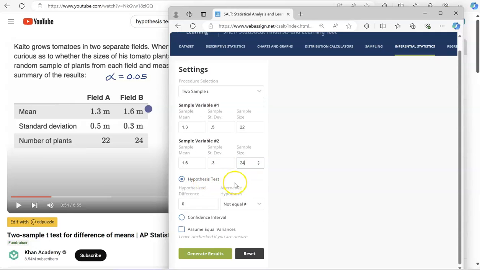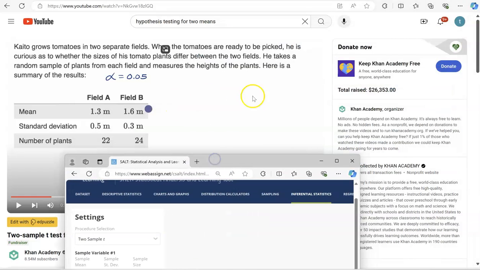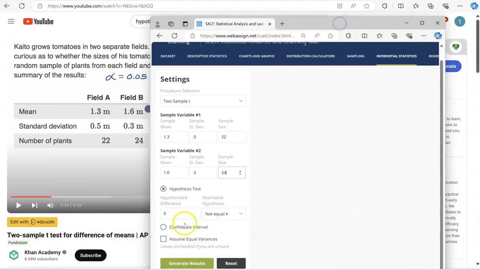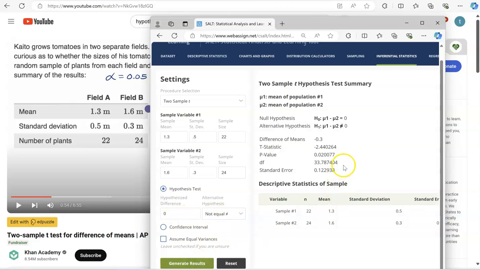We're doing a hypothesis test for this one. It is a two sample because I'm comparing to see if there's a difference. And under our hypotheses, remember when we set up our hypotheses a minute ago, the alternative was that the difference was not equal to 0. So we were choosing not equal to 0 for that difference, and we're going to generate a result.